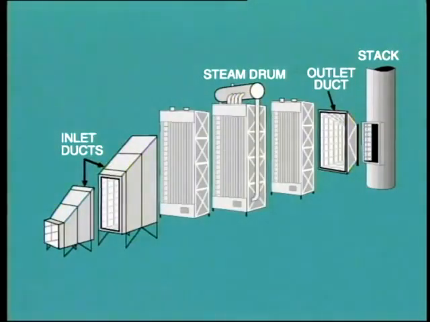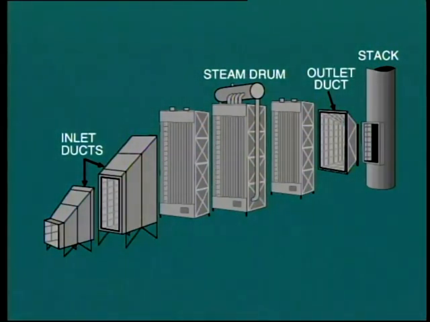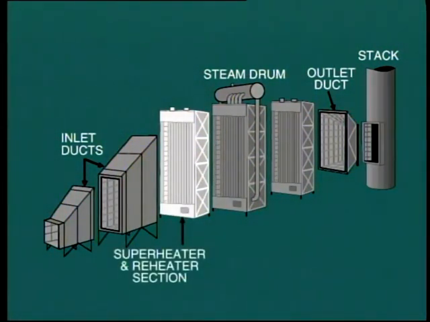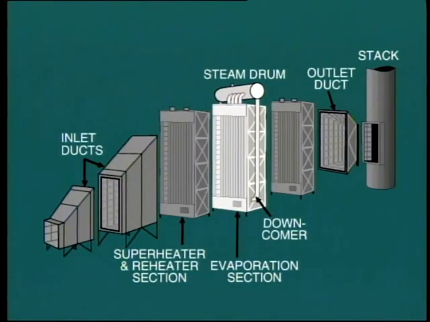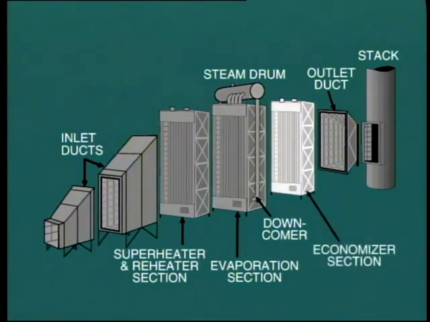This cutaway diagram shows the major sections of the HRSG. The incoming gas first passes over the superheater and reheater sections. This, of course, is the area which requires the highest temperature. From here, it passes over the water tubes, which are connected to the steam drum. Steam generation takes place in these tubes, and this section is usually called the evaporation section. In this diagram, we see the downcomer from the steam drum feeding into the lower header of the evaporation section. Finally, as the gas temperature is decreasing, it passes over the economizer section to heat incoming feed water.